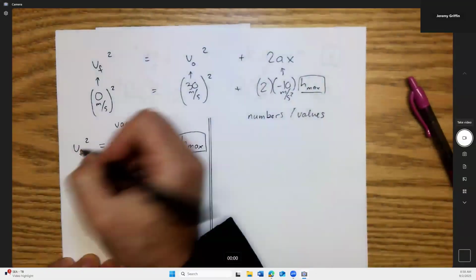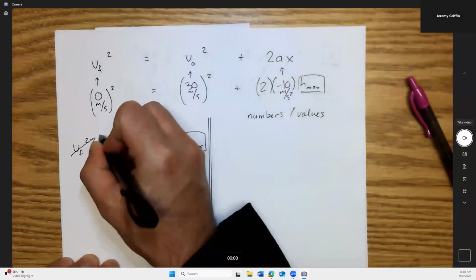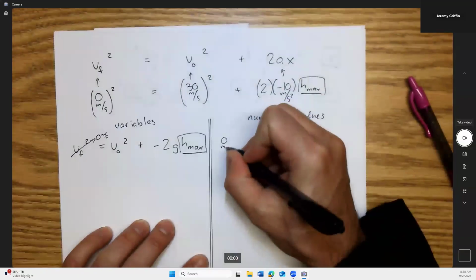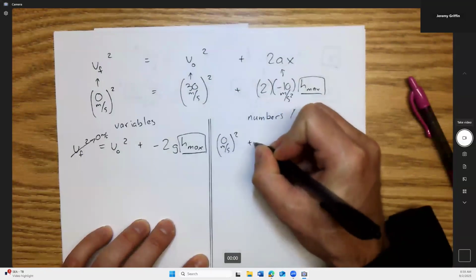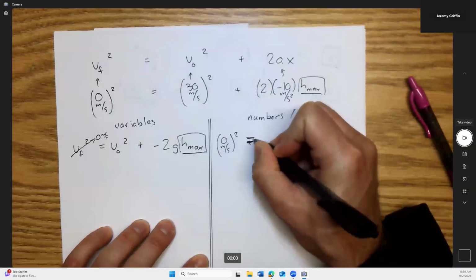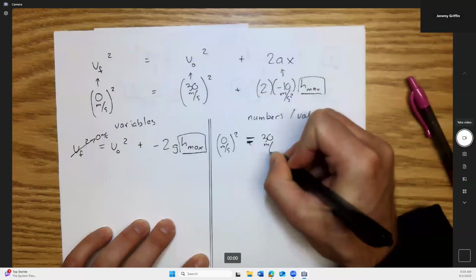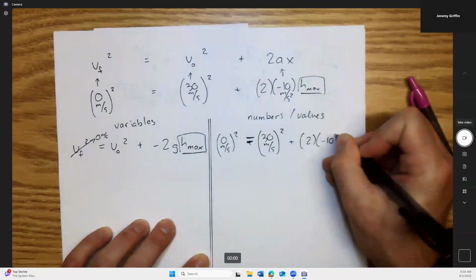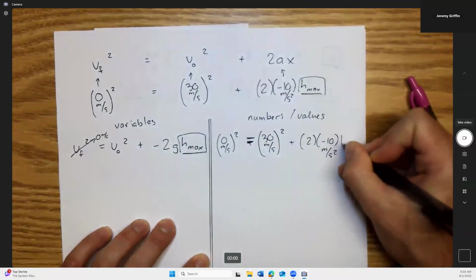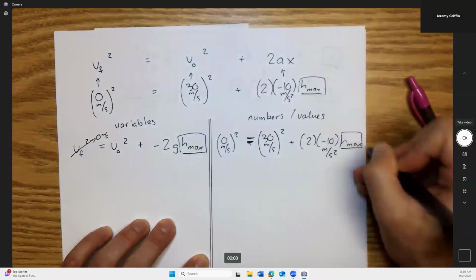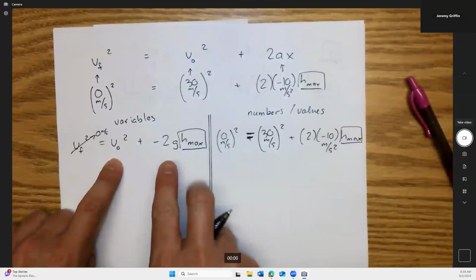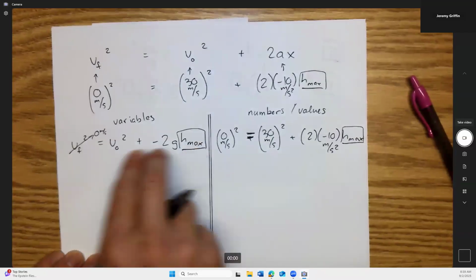Right. And then this would go to 0 either way, 0 meters per second, right? Yeah. If I'm solving for h max, right? And if I plug in the numbers, I got 0 meters per second squared, which equals 30 meters per second being squared plus 2 times -10 meters per second squared h max. Okay.